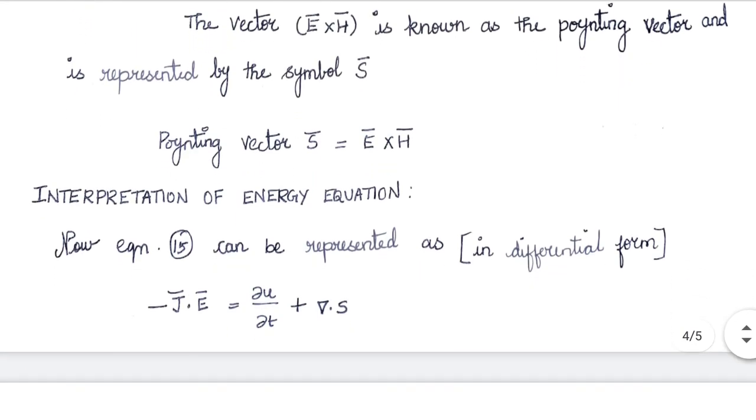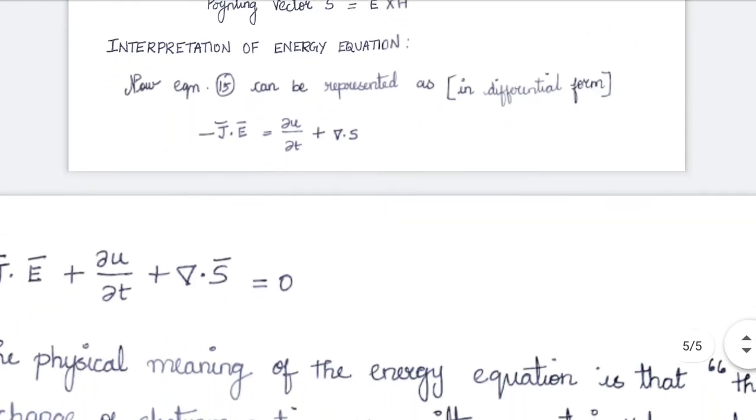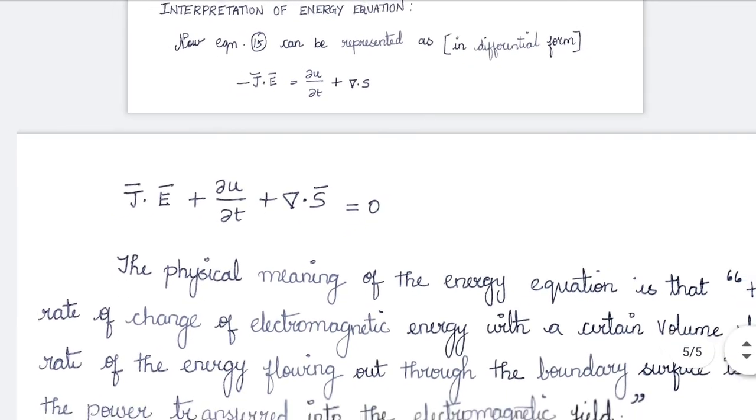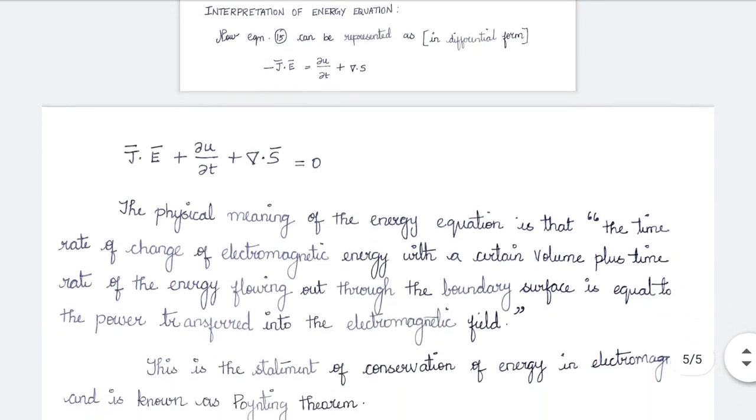Now let us interpret the energy equation combinedly. The integral form energy equation is now turned into a differential form. That means we have −J · E = ∂u/∂t, where the energy density u is ½(E · D + H · B), plus ∇ · S, where we know S = E × H. So this is the energy equation. Bringing everything to one side, we have J · E + ∂u/∂t + ∇ · S = 0.